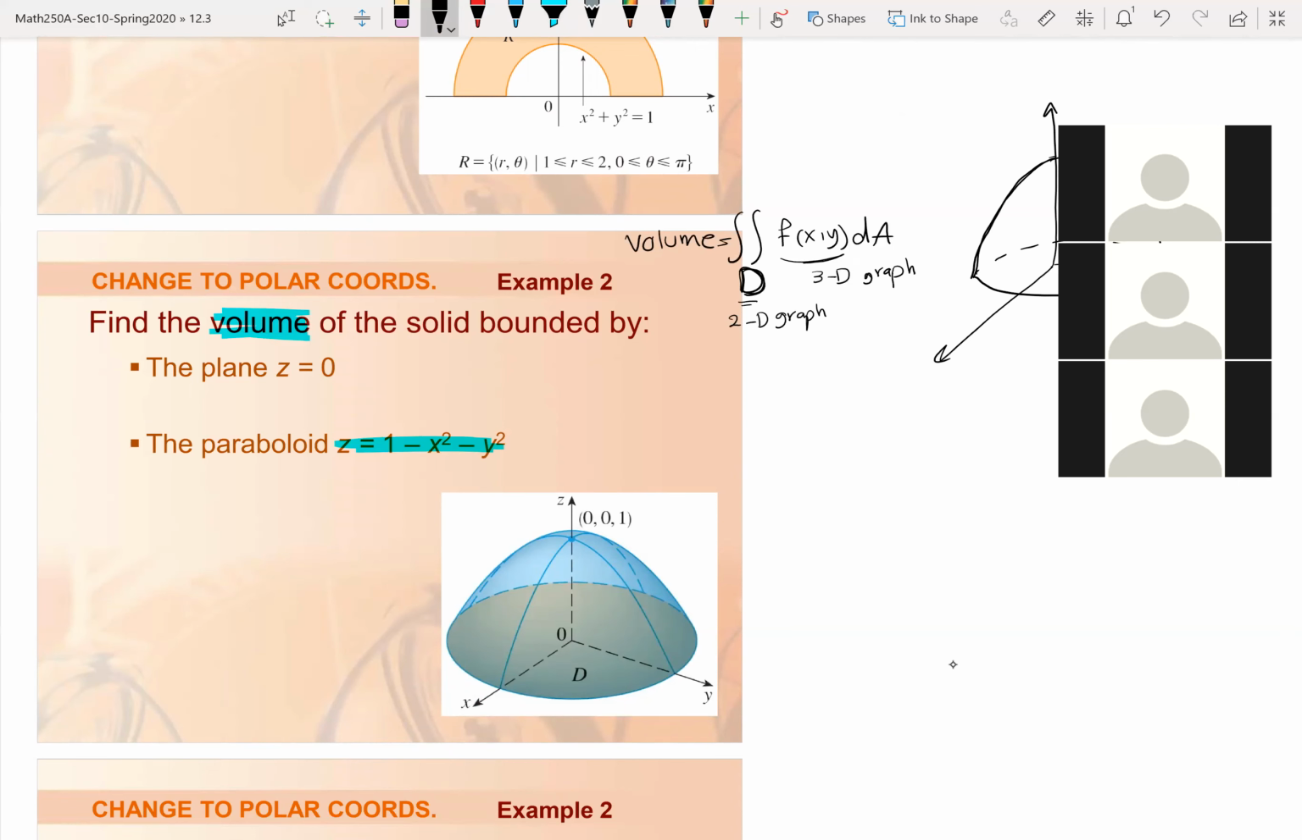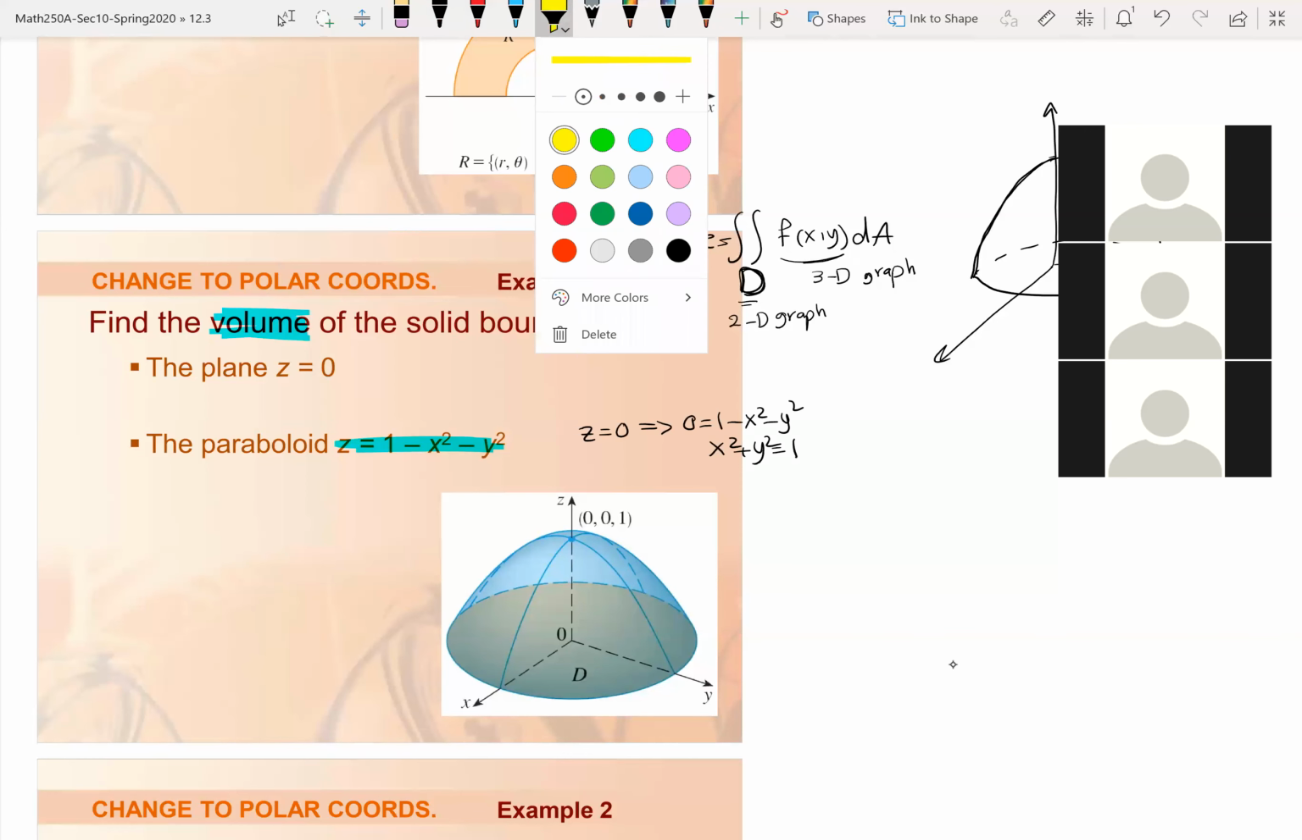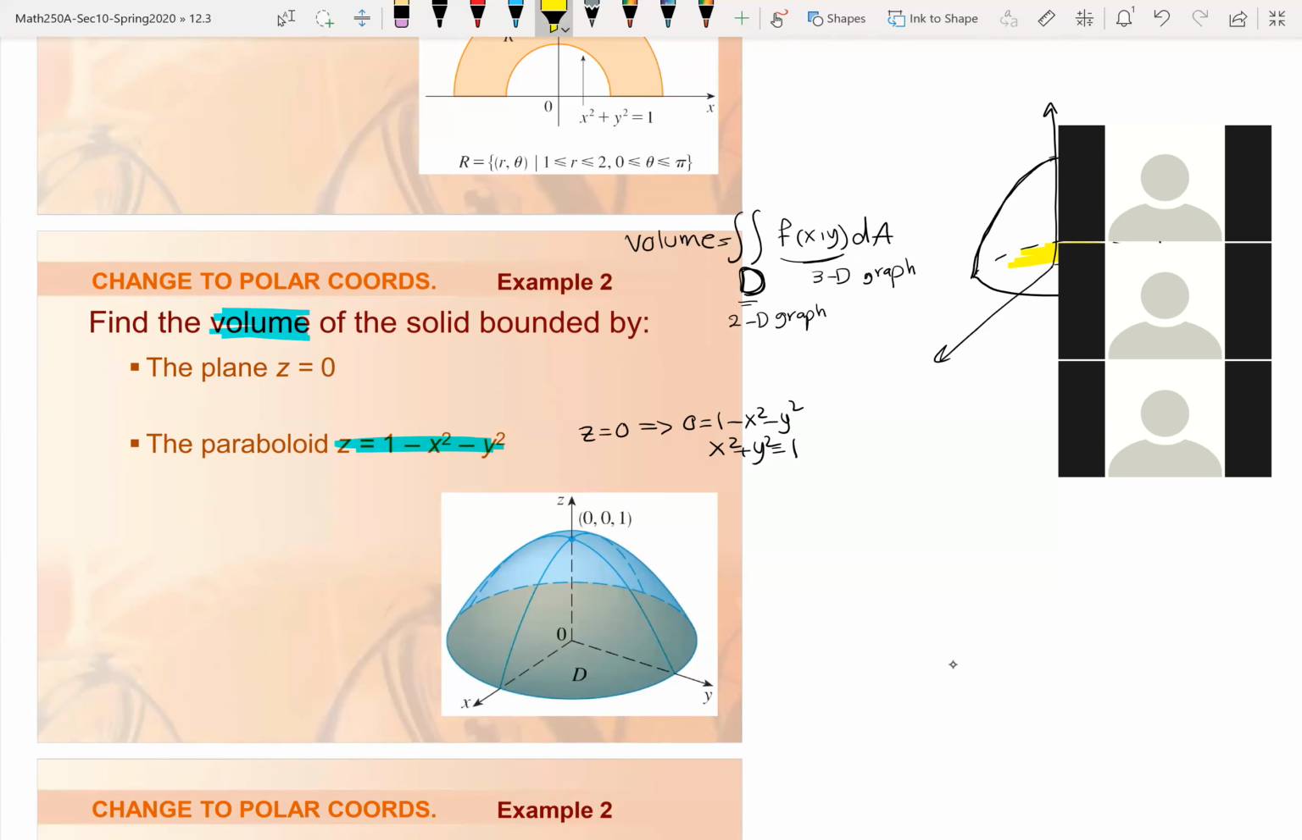And I know this radius is 1. How do I know? Because that basically means you set the z value to be 0 in the paraboloid, and that gives you the circle with the radius of 1. So the level curve at z equals 0 is going to be exactly the circle with the radius of 1. So this is going to be the base.